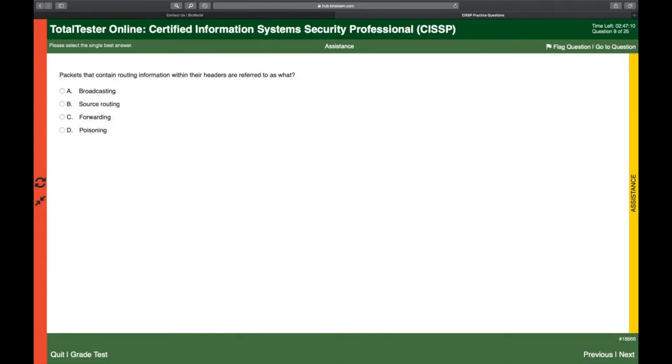All right, number 9, packets that contain routing information within their headers are referred to as what? Within their header.